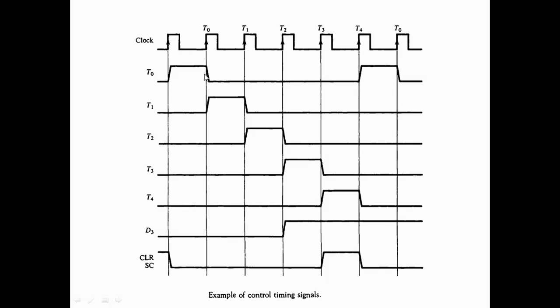In this T0 pulse, certain job will be done. For example, the first phase of the fetch will be done, the first step of the fetching of an instruction. Then when the next clock pulse starts, there will be an increment in the sequence counter, and T1 will be generated. In the next clock pulse, T2 will be generated, then T3, and so on. This will go up to T15 and then back to T0.